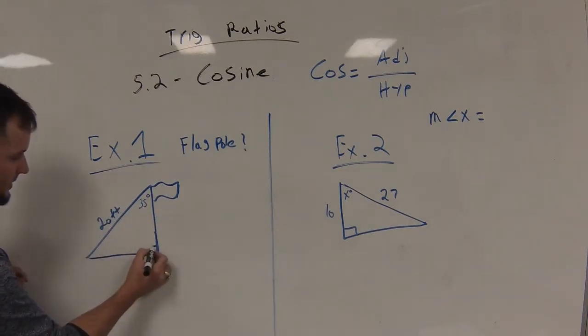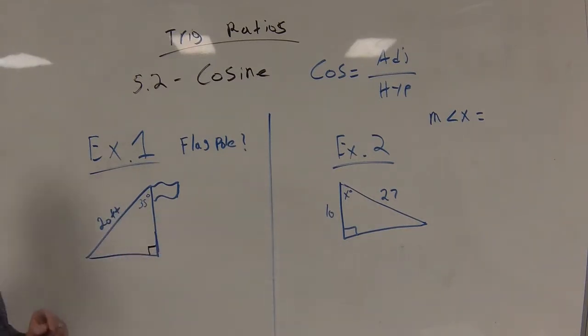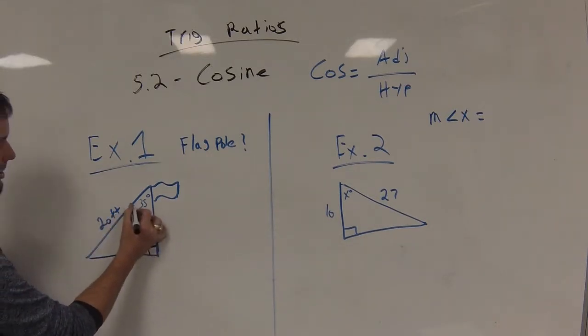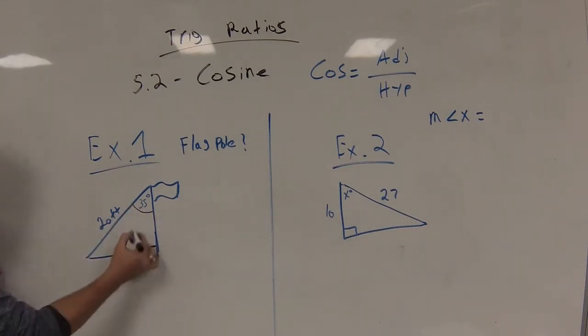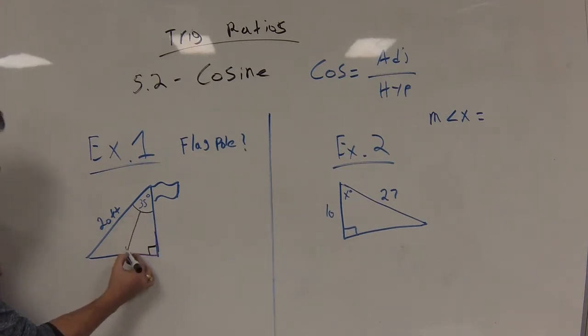Because remember, this is 90 degrees, but we're not ever going to look at anything from that 90-degree angle. We're only going to look at it from the other two. So they have given us this angle. So right now, looking from angle 35, if I go all the way across, this of course is going to be my opposite side.